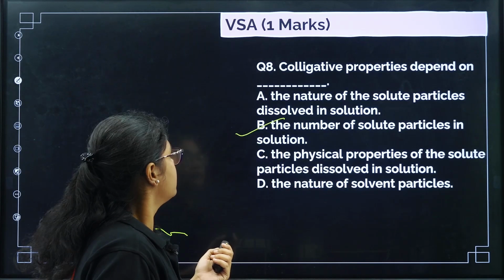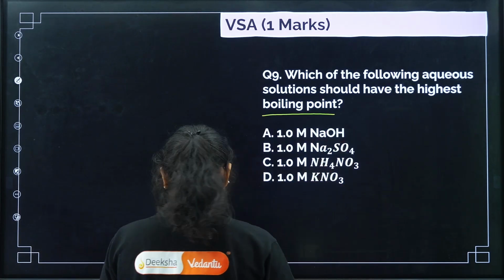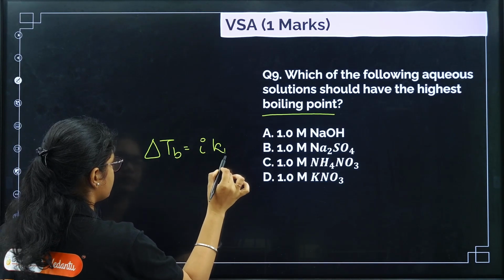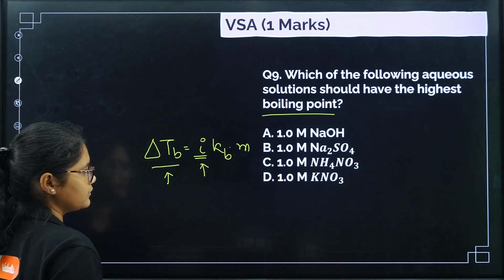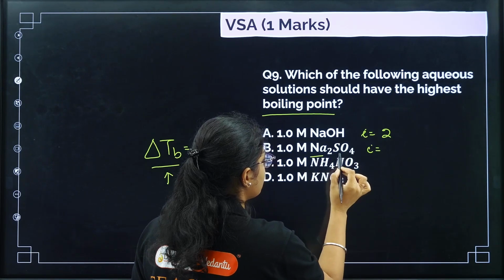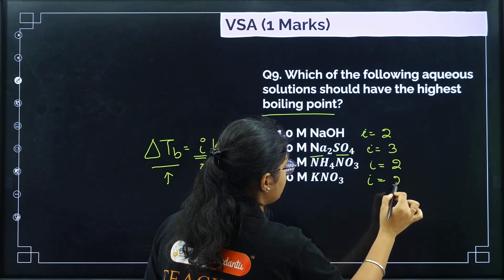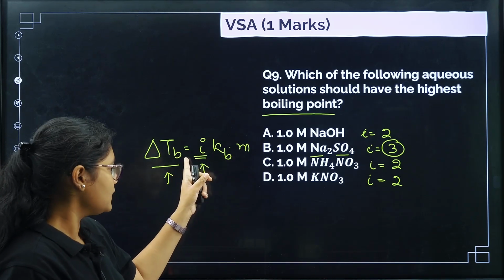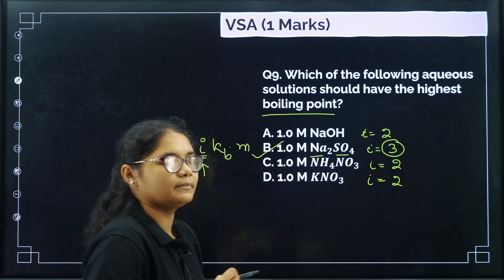Okay. Next, which of the following aqueous solutions should have the highest boiling point? So if you see, delta Tb is equal to i into Kb into m. If this i value is more, delta Tb value will be more, right? So now you see what is the i value here? 2. The i value here, 2 Na plus and 1 SO4, so that is 3. The i value here is again 2. The i value here is again 2. So this is having the maximum i value, right? So that will lead to a greater increase in the boiling point. So the correct answer is option number B here.